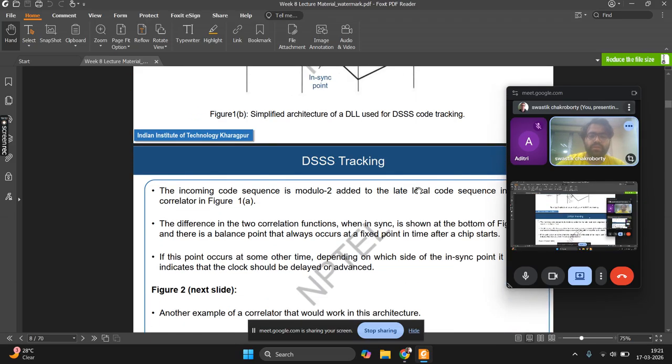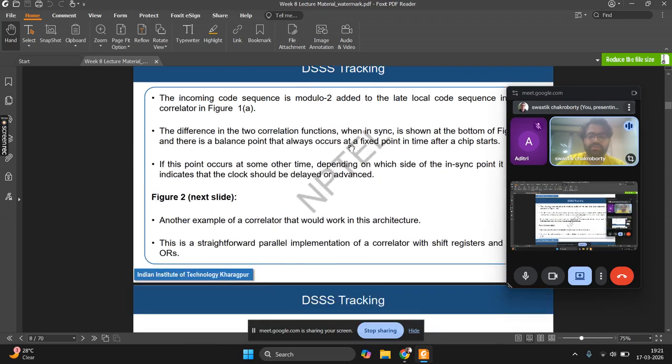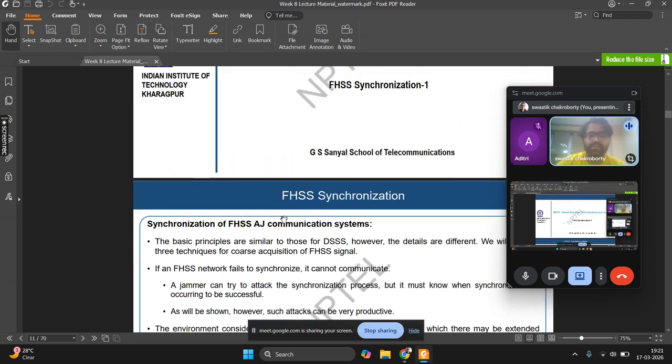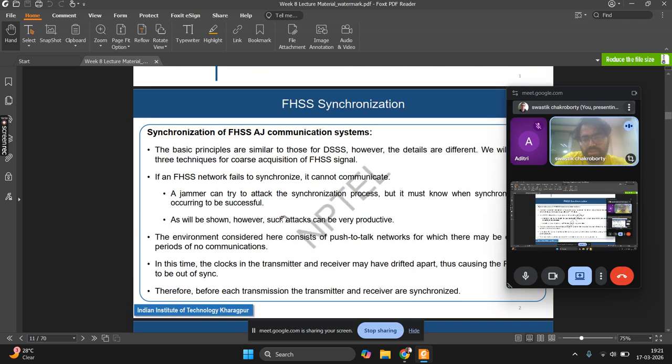So here this one is much more sophisticated, and this one is a very simplistic way of doing DSSS synchronization. Now we will come to FHSS synchronization, that is frequency hopping spread spectrum synchronization. The basic principles are similar to DSSS. However, the details are different.